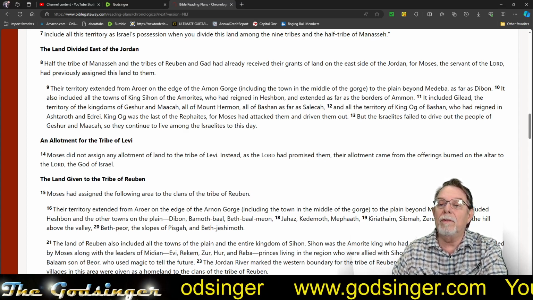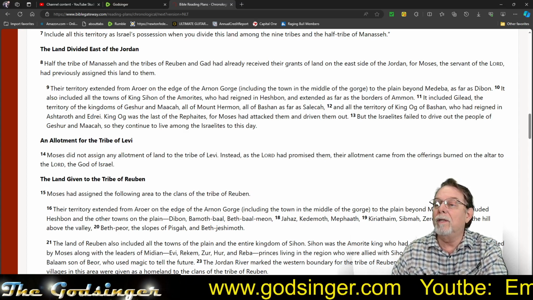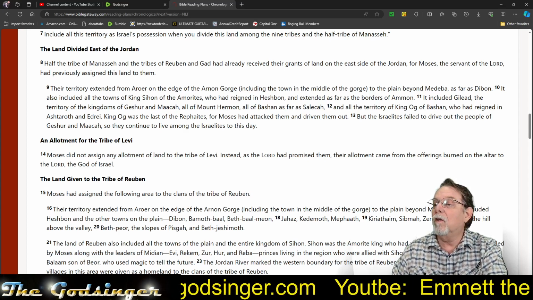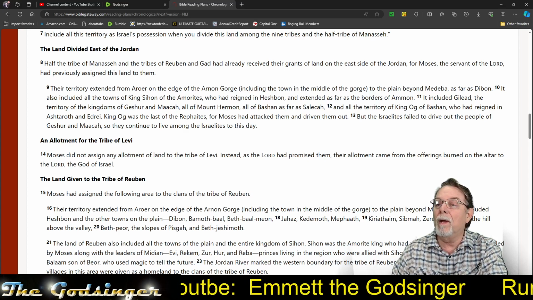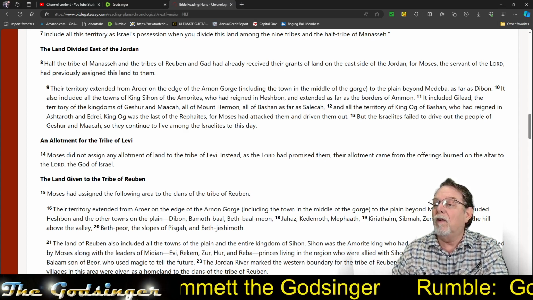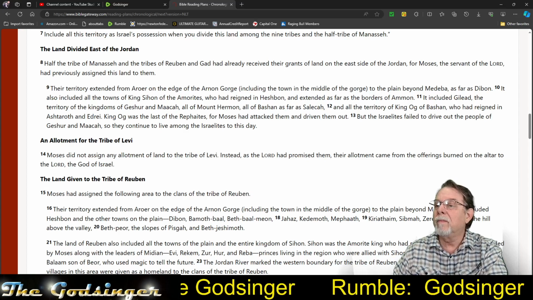It also included all the towns from Sihon of the Amorites who had reigned in Heshbon, and extended as far as the borders of Ammon. It included Gilead, the territory of the kings of Gesher, Machal, the Mount Hermon, and the Bashan, and as far as Helkah. Are you getting all this?